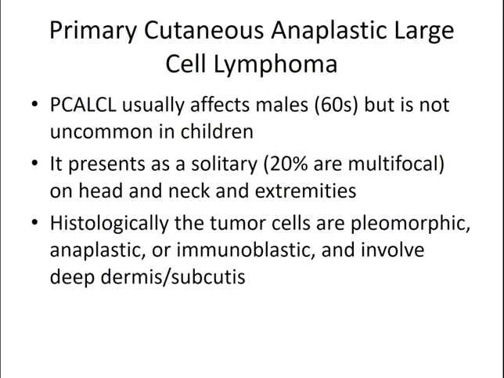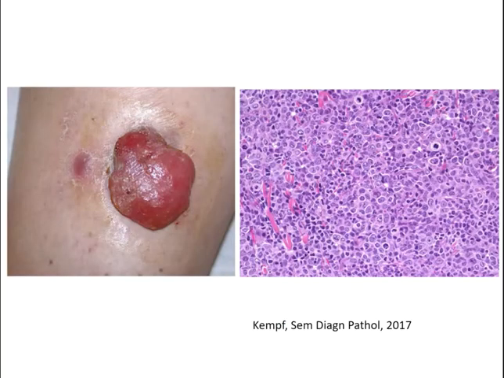In the past, you used to say, these are ALK negative, whereas the systemic ALCL is usually ALK positive. So if you have a tumor that looks like an anaplastic large cell lymphoma and is ALK positive, most likely it's not primary from skin. Well, that's not completely true.